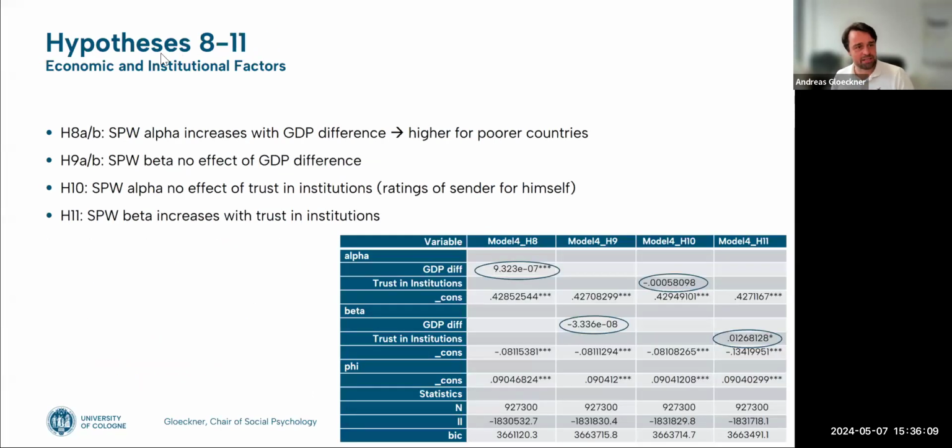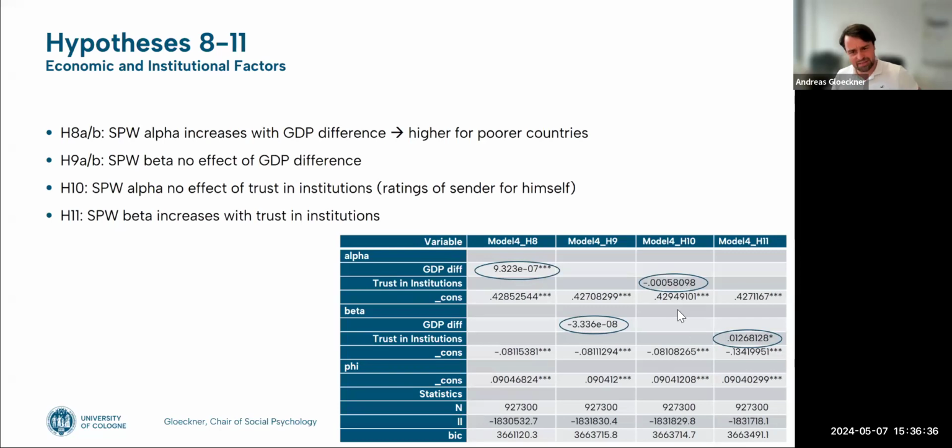Further hypotheses investigated economic factors. Don't have to go too much into detail here. Not so much surprising things here. You see that if people are ahead, so for the alpha, in these situations where they receive more than the other, then the richer countries give more to the poorer countries. This is what GDP difference means. So the numbers are high if your country is richer than the other country. We see no effect on the beta.